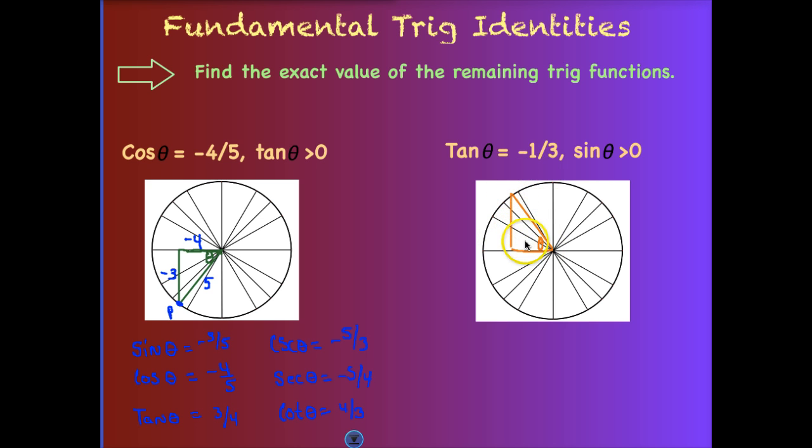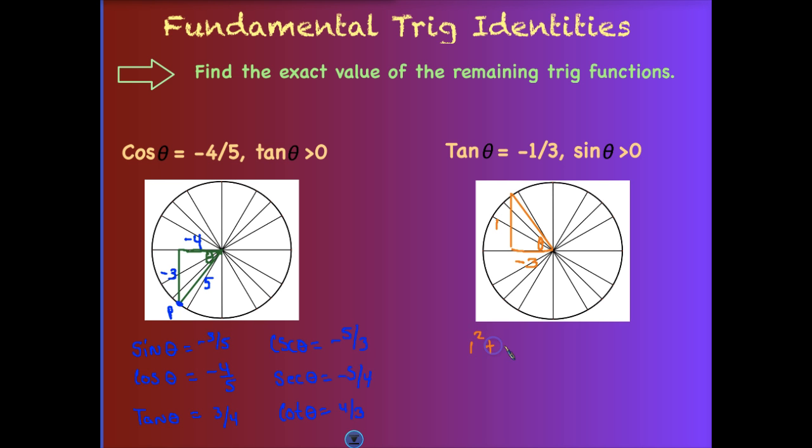So now we just need to label the legs. Tangent is opposite over adjacent. Opposite is here, adjacent is here. So there's a negative. Where does the negative go? It wouldn't go with the 1, it would need to go with the 3, as the y value is positive here. So now we can do Pythagorean Theorem to find our hypotenuse.